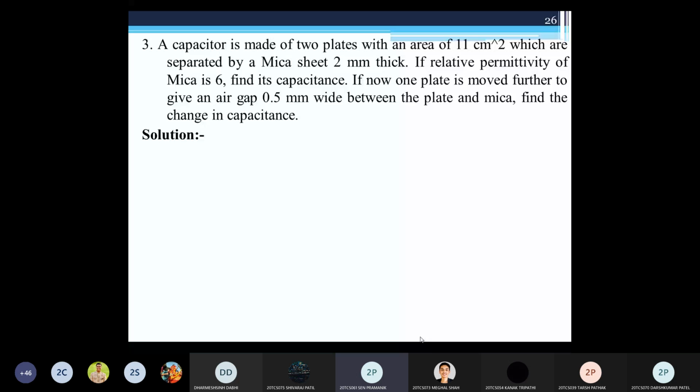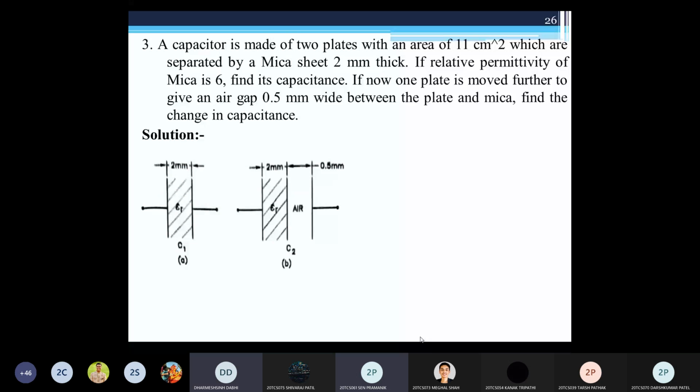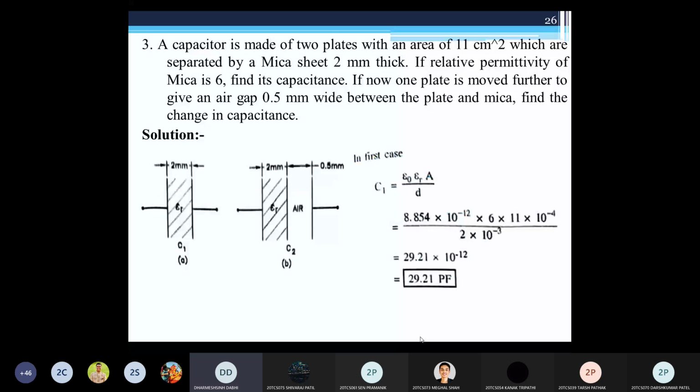Sir, the answer is 2.92 into 10 raised to power minus 15. No, no, the answer is 29.21 into 10 raised to minus 12. You can see this here. The answer is 29.21 picofarad. Both are the same.